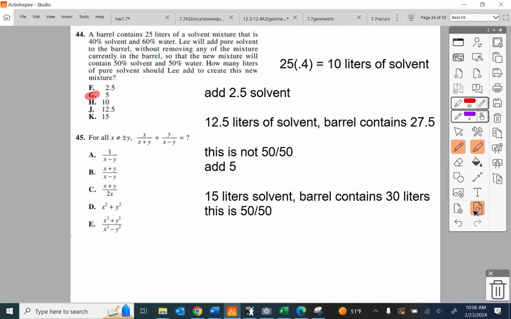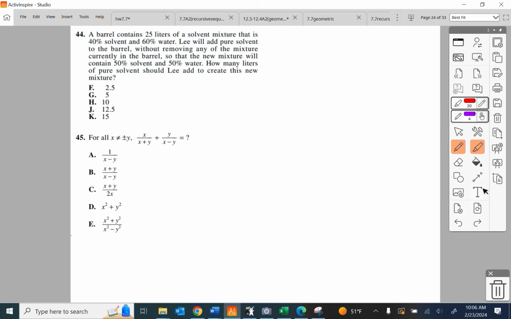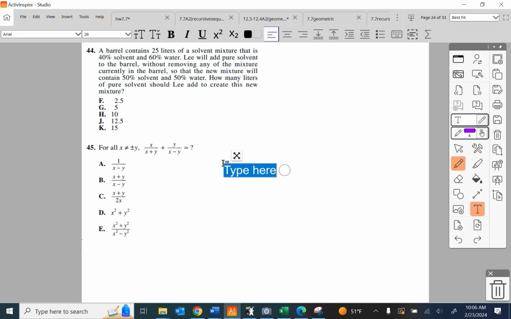45, I am going to cheat my way through it. What I'm going to do is just graph the original function. Or can I? It's got x and y. Ugh. To cheat my way through this one, I'm going to do numerical equivalency.